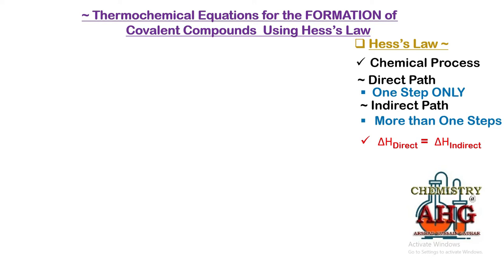Okay. Now we are going to take an example of a covalent compound like ethanoic acid, and we will write down thermochemical equations for the formation of ethanoic acid. Ethanoic acid is an organic liquid. Its chemical formula is CH3COOH. We are going to write down thermochemical equations for the formation of this compound, using both direct path and indirect path.